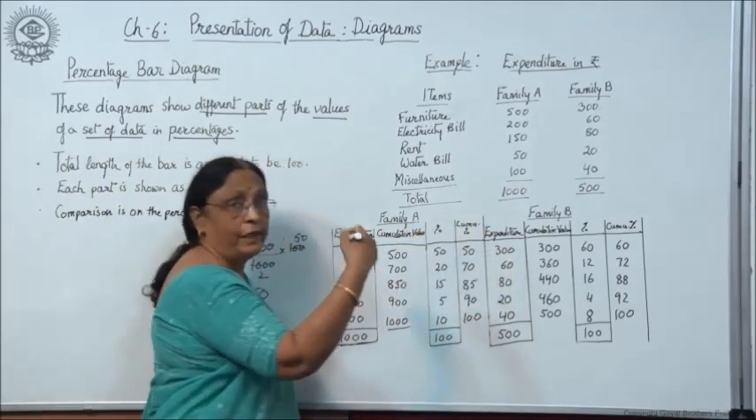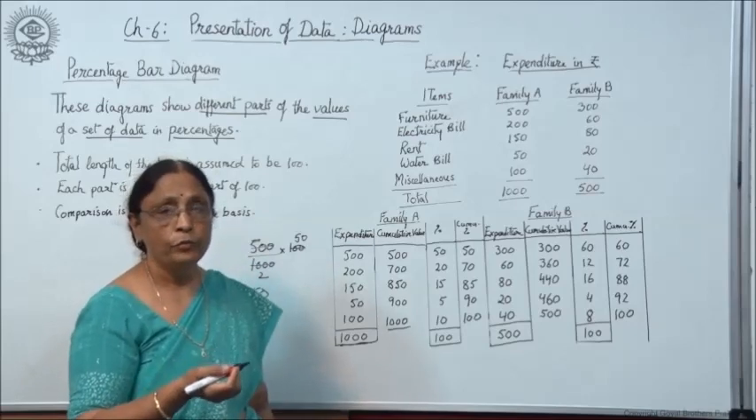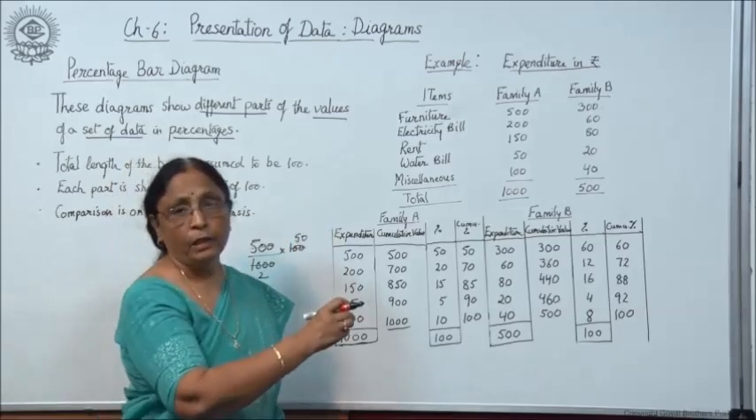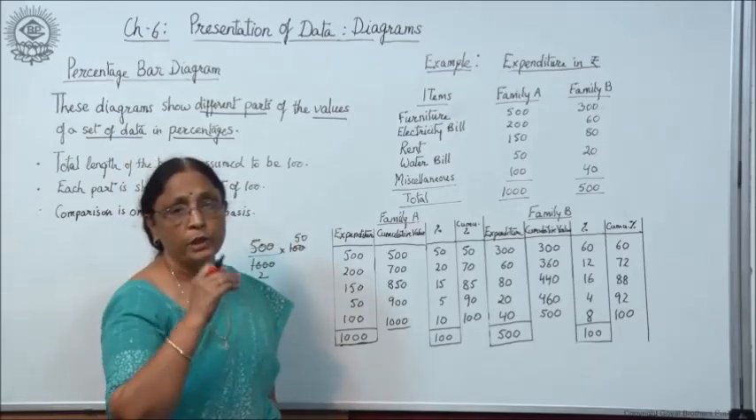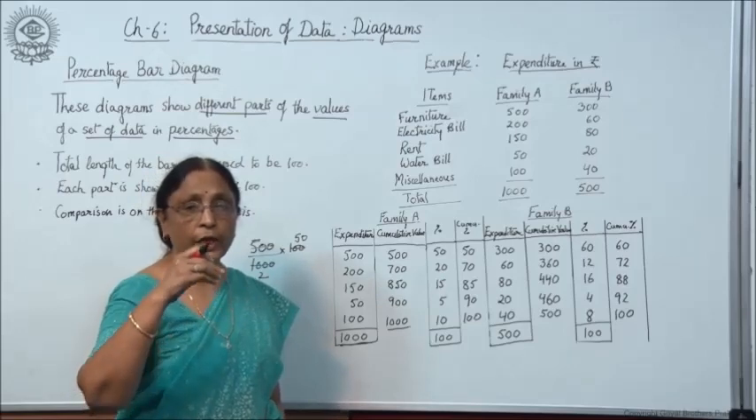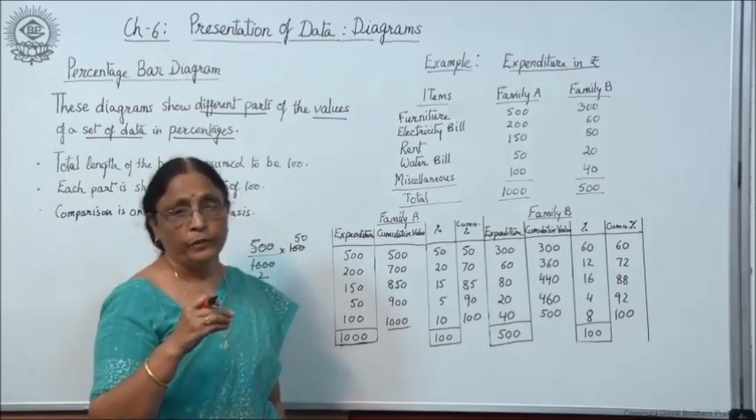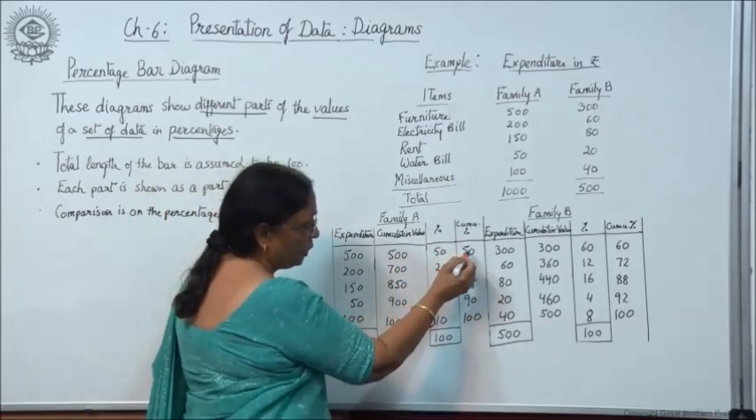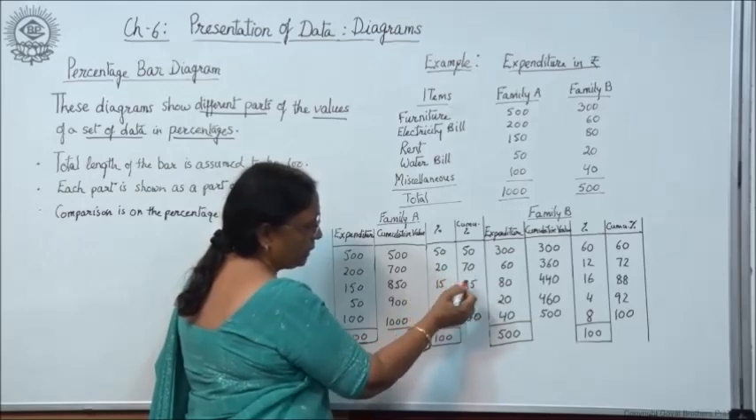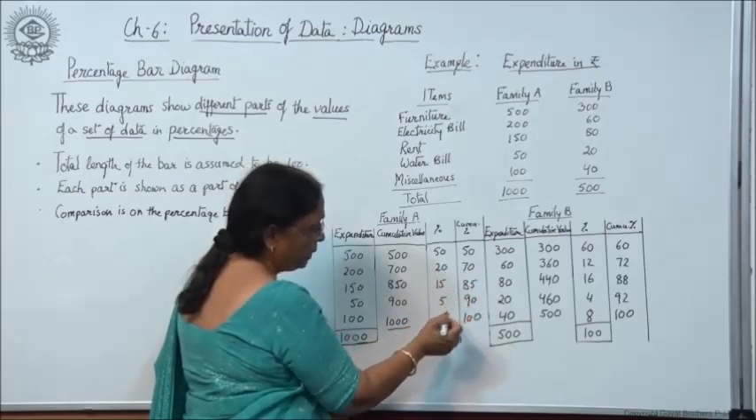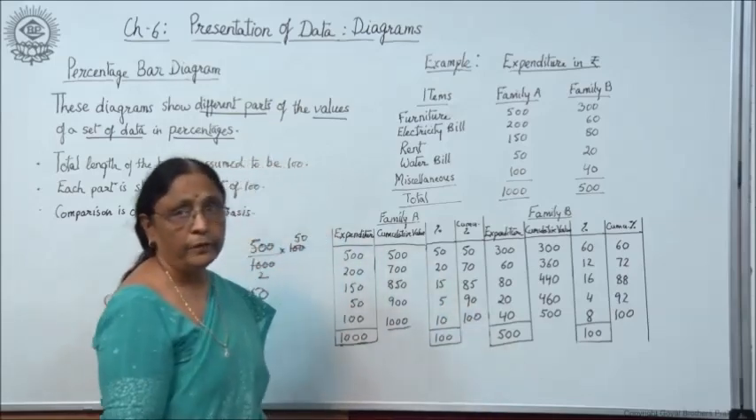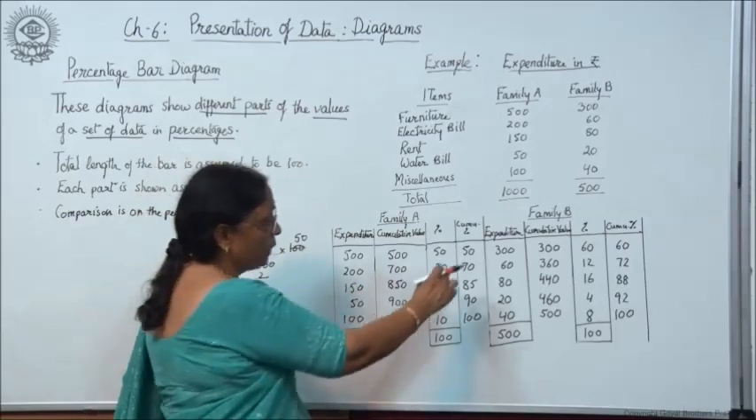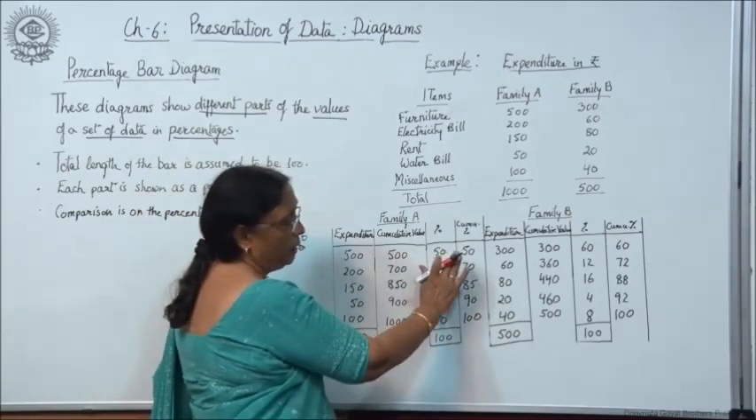Next column shows cumulative percentage. Why do we have to calculate cumulative percentage? Because when we are dividing the bar, then you need to have the cumulative percentage to divide the bar on the basis of added up expenditure. Then it becomes easier to divide the bar. Here 50, first one, 50 plus 20 is 70, this again 85, then again added up 90, and then 100, right? This becomes the cumulative expenditure in percentage of family A.